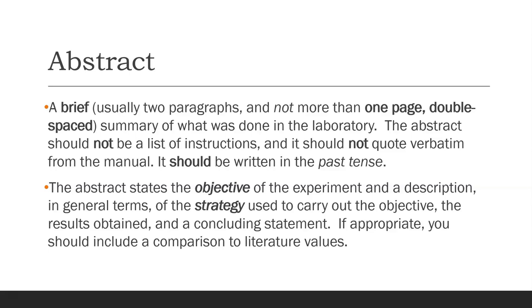So it shouldn't be a list of instructions, you shouldn't copy from the lab manual, and you should write it in the past tense because you're writing about the experiment that you have done previously. So you want to be careful to begin by stating the objective of the experiment. You want to describe what you did in general terms. You want to summarize the strategy that you used to carry out your objective. You want to summarize your results, and then you want to follow with a concluding statement.